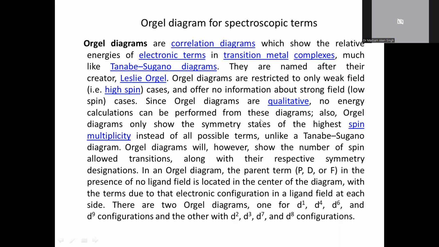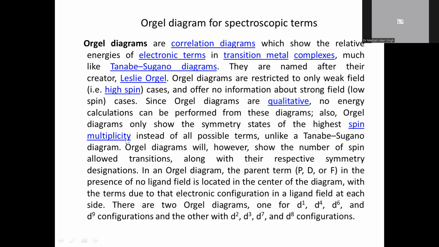Today's topic is the Orgel diagram for spectroscopic terms. Term means level; it reflects the idea of orbital. As you know, from spin-orbit coupling or LS coupling or RS coupling, as you have learned in the previous semester. Now, just remember all these things.